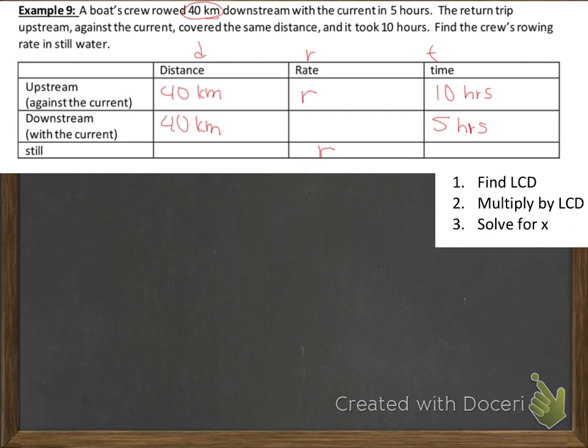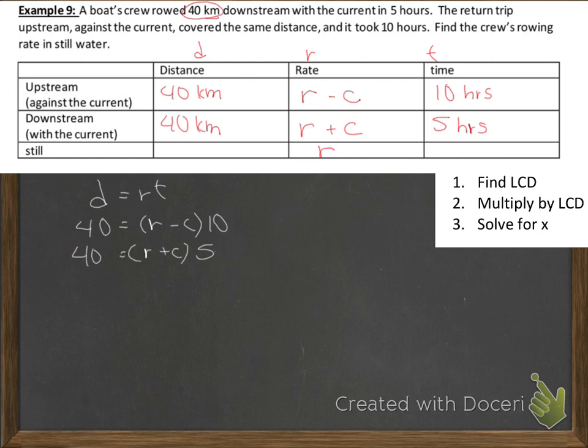When they're going against the current, remember that means the current is slowing them down, it's working against them because it's going in the opposite direction. So their effective speed upstream is whatever their rowing speed is minus the current. When they're going downstream, the current is pushing them along. Even if they stopped rowing, they'd still be moving in that direction because of the current. So it's R plus C. All right, so again, we pull out our D equals RT formula. Our first equation is 40 is equal to the quantity R minus C times 10. Our second equation is 40 equals the quantity R plus C times 5.